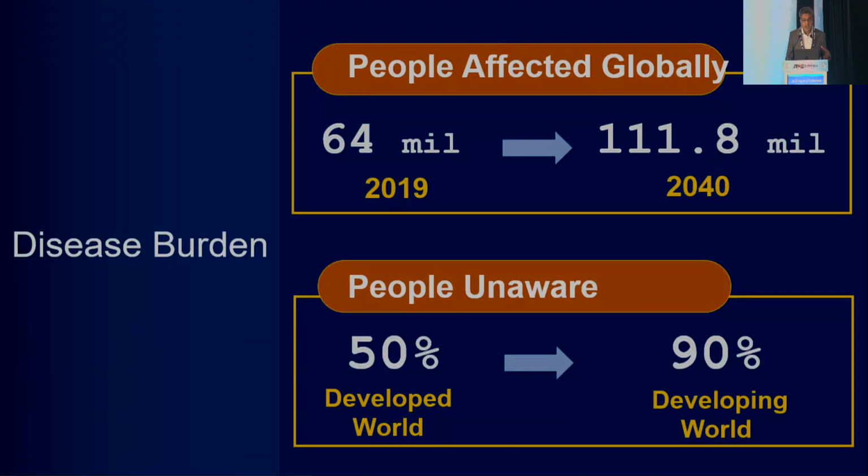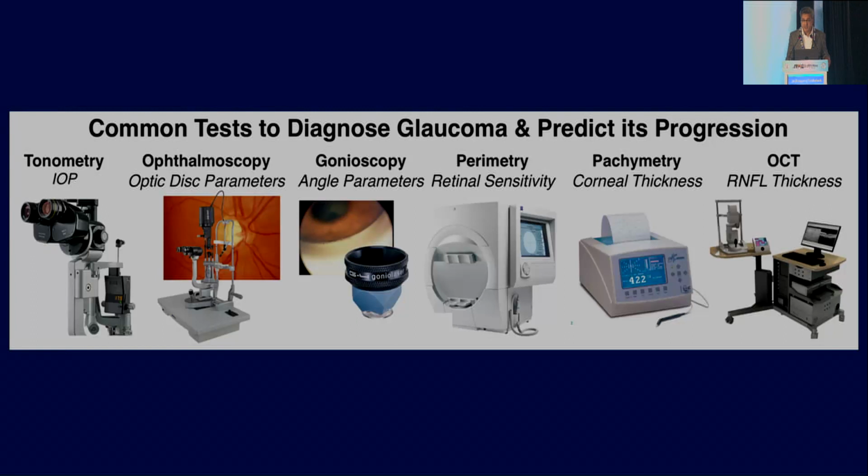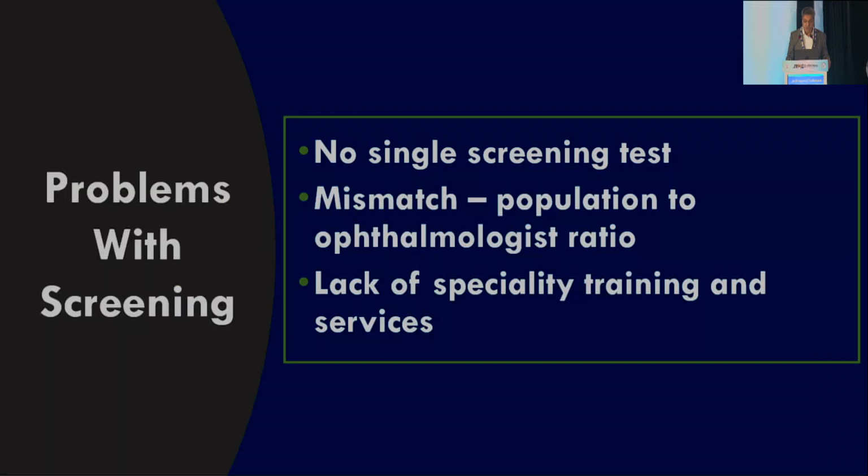So why do we need it? I'm sure you all know the problem of glaucoma: 112 million in the year 2040. And more than that, many of them are not aware. So we need to find ways where we can detect more people and start managing them at a much earlier stage. And you saw all these investigations; there are so many equipments involved to clinch a diagnosis of glaucoma. So this is the problem with the screening.